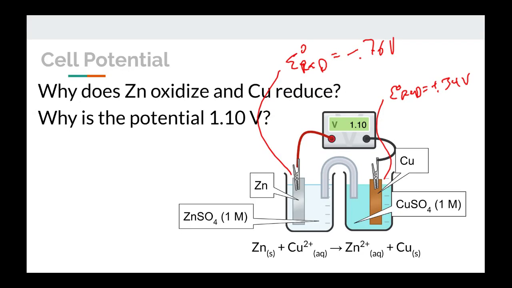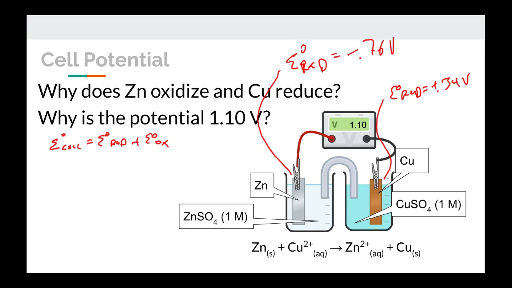Why is the potential 1.10 volts? Well, the reason for that is that we're using standard cell potential here because the molarities are all 1 molar. Cell potential is the sum of the reduction potential for the reduction that's going on and the oxidation potential for the oxidation that's going on.